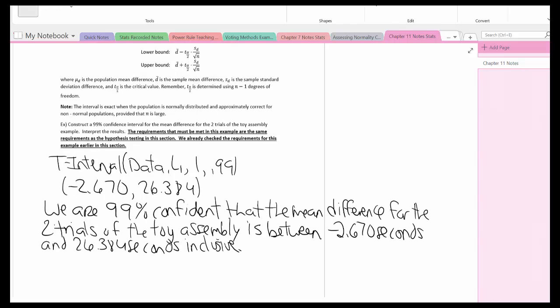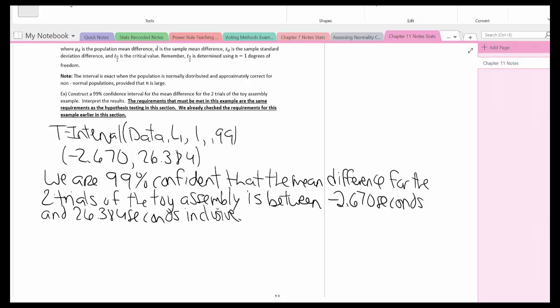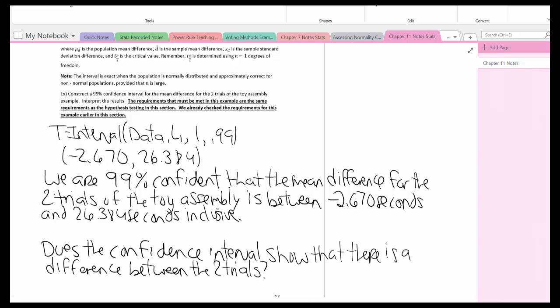We are 99% confident that the mean difference for the two trials of the toy assembly is between negative 2.670 seconds and 26.384 seconds inclusive. Now, instead of it asking to interpret the result, what happens if it asks this question? Does the confidence interval show that there is a difference between the two trials?